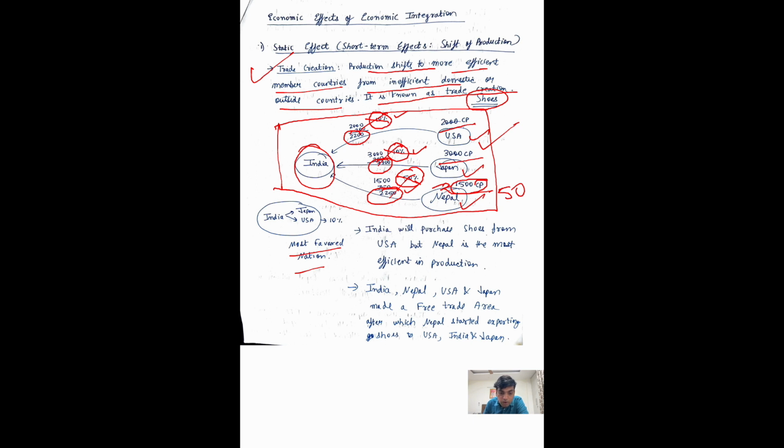I hope it is clear to all of you. India will purchase shoes from US, but Nepal is the most efficient producer, because the rate of tariff was more in Nepal.